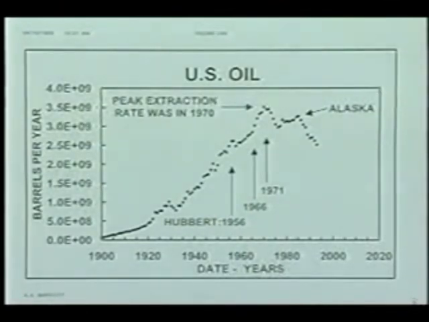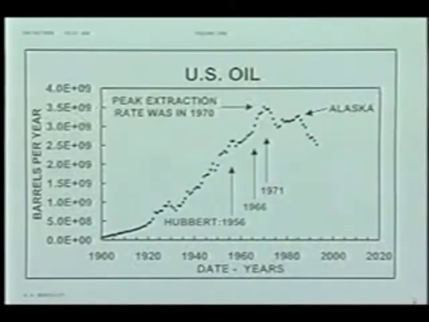So this is U.S. oil production. We see a long period of approximately steady growth. Here's the year 1956 when Dr. Hubbard did his analysis, and he said at that time that the peak would occur between 1966 and 1971. Well, the peak occurred in 1970. It was followed by a very rapid decline.